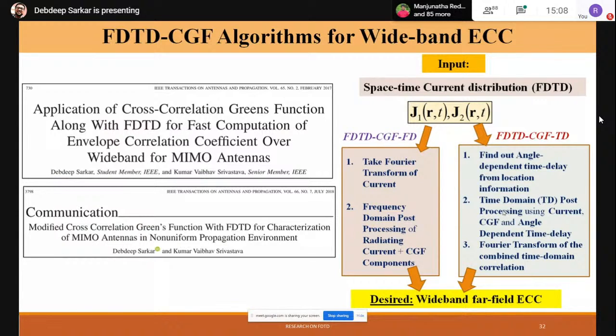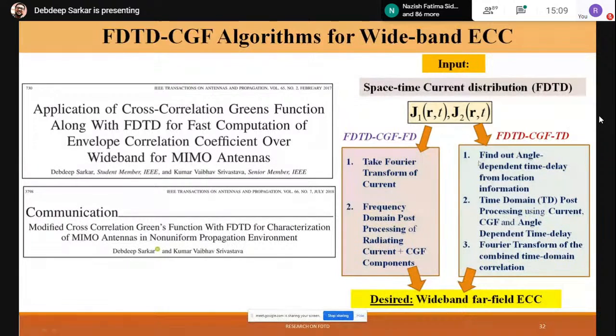So the first way is pretty obvious: we can take the Fourier transform of the current, which essentially gives us the wideband frequency domain data. There was not much innovation in there. It is just the straightforward process: you get the time domain space-time current distribution from the FDTD simulation, take the Fourier transform of the current, and do the frequency domain post-processing of these radiating currents and the CGF components to arrive at the wideband far field envelope correlation coefficient.